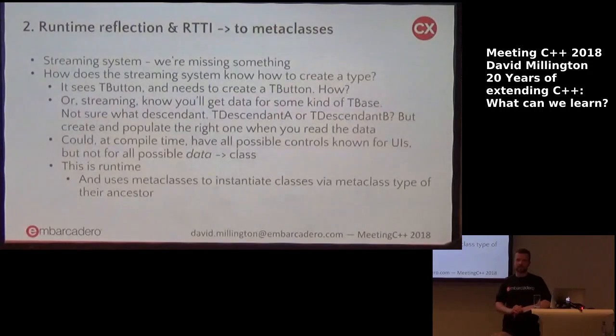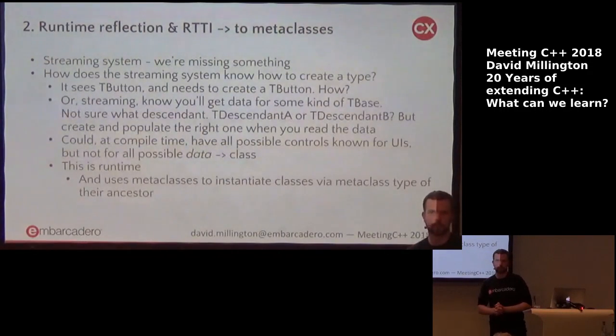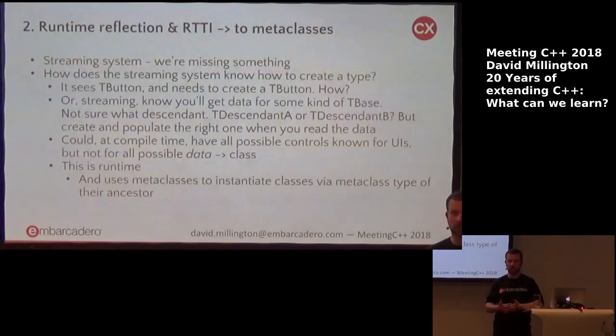So that sounds really useful. It's probably a paradigm you're familiar with, achieved in other ways through other types of bindings, but we're missing something. Suppose you read a text file of the sort that I just showed on screen. How do you know how to create a particular type? So the window there had a button, which is a TButton. How does it know how to create that?